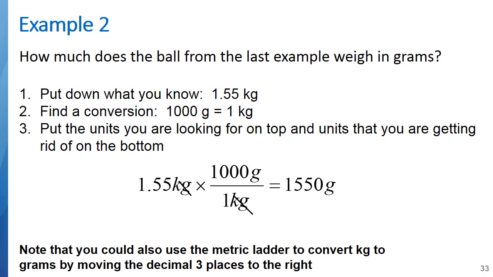How much does that ball from the last example weigh in grams? Well, again, put down what you know, 1.55 kilograms. One thing you could do actually is use the metric ladder. So you could move the decimal over 3 places to the right to go from kilo to the basic unit. Also, you know that there's 1,000 grams in a kilogram, and so that could also be used as a conversion factor. We're looking for grams, so that goes on the top. Kilograms goes on the bottom. Do the math, and that would be 1,550 grams.